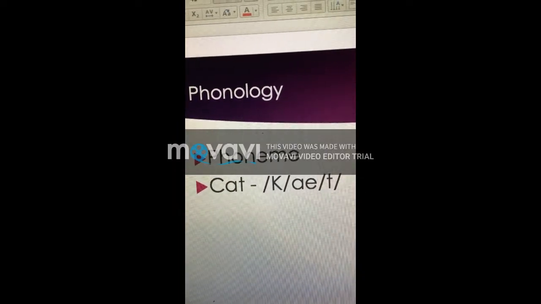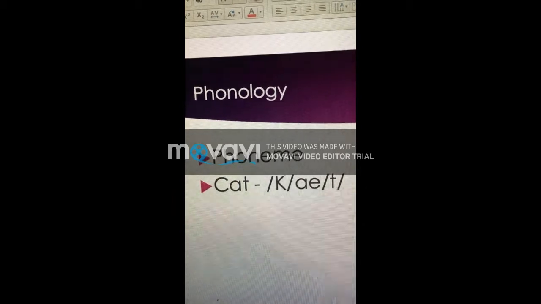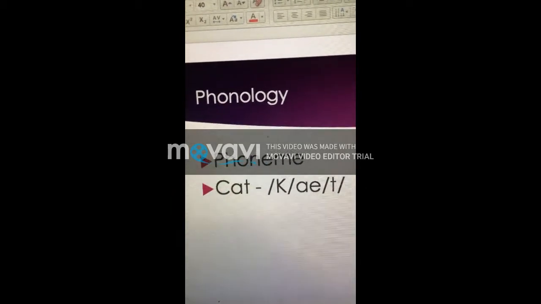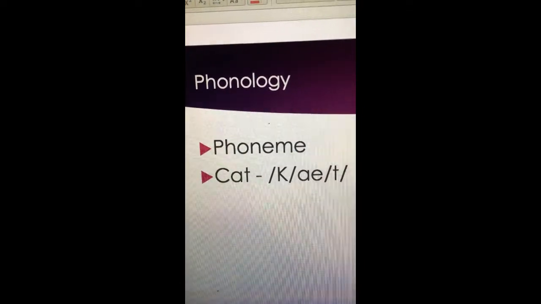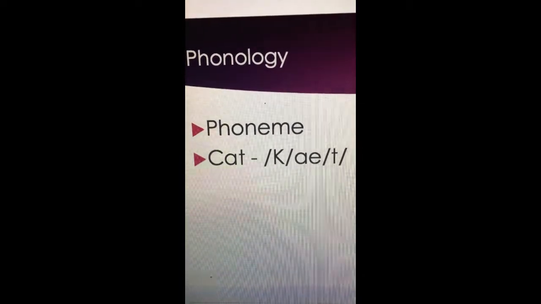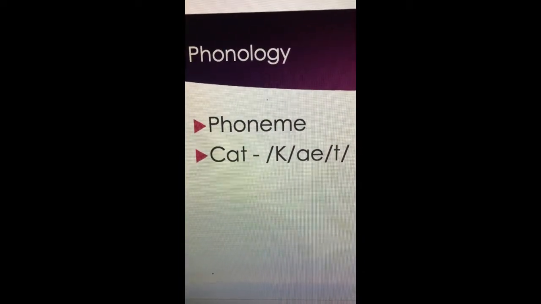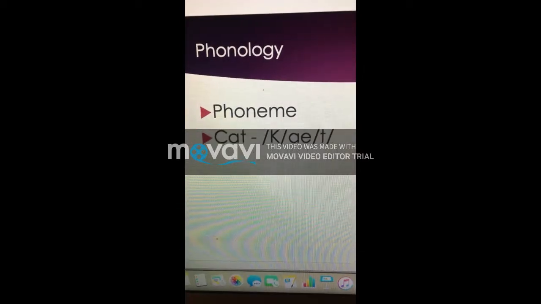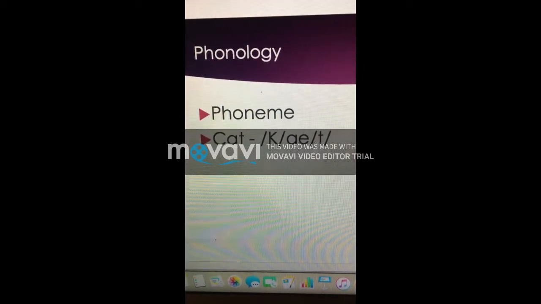Phonemes. A phoneme is the smallest linguistic unit of sound that can signal a difference in meaning. An example of a phoneme is cat. As you can see here, we just used each letter of the word to create different sounds. Phonemes are important for speech production.